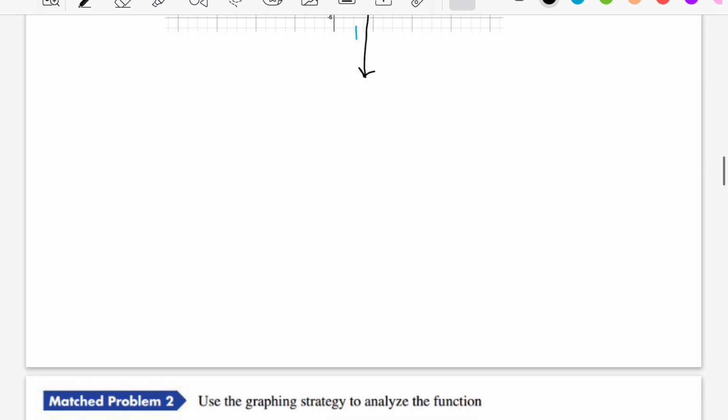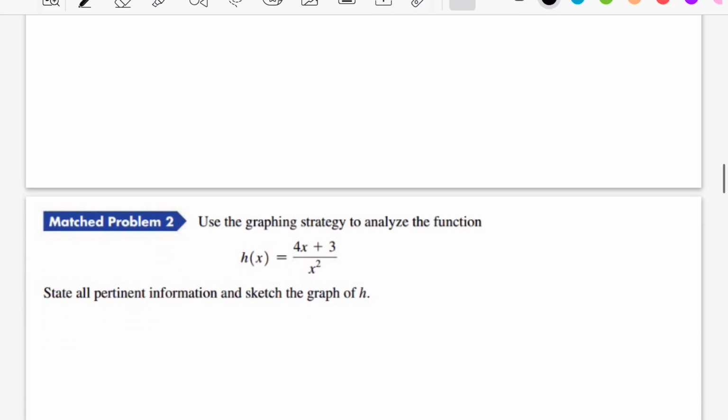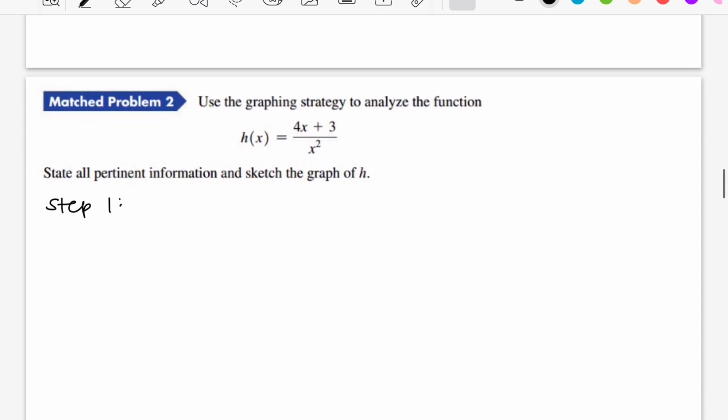Alright, so let's look at another example here. We're going to do the same thing now for this function here, h of x. So we know the first thing we want to do is analyze our function. So first we will find the domain of our function. Looking at this rational function here, we know that this guy is going to be undefined when x is equal to 0.